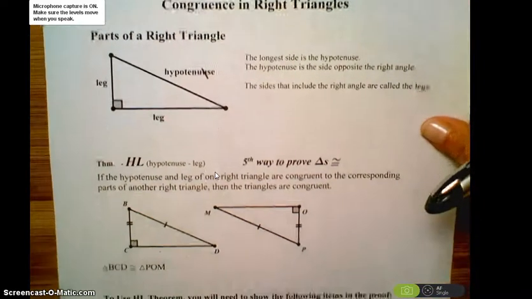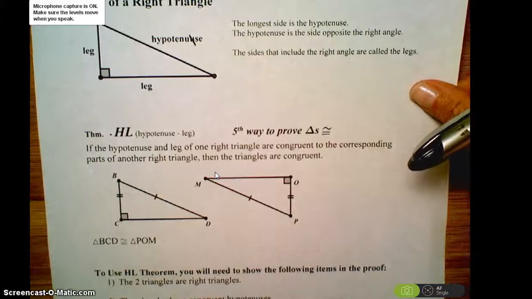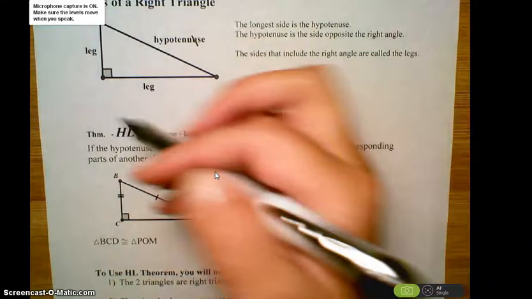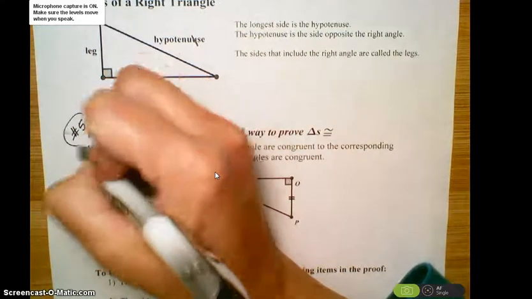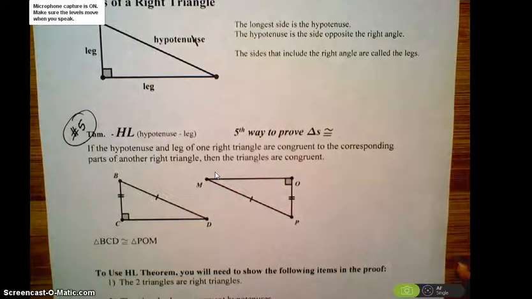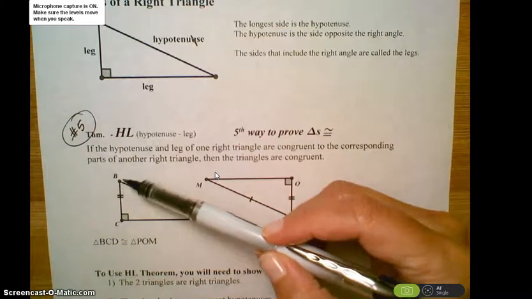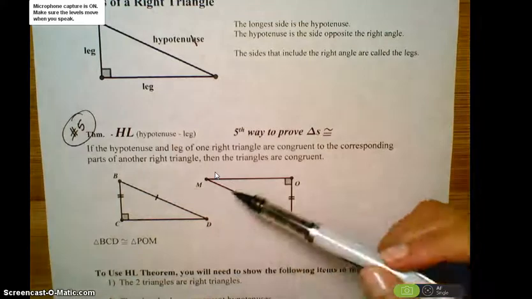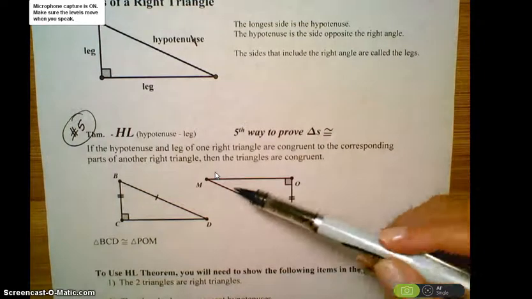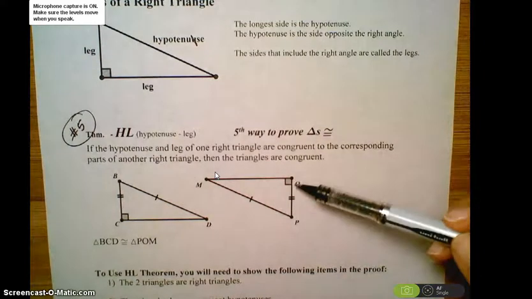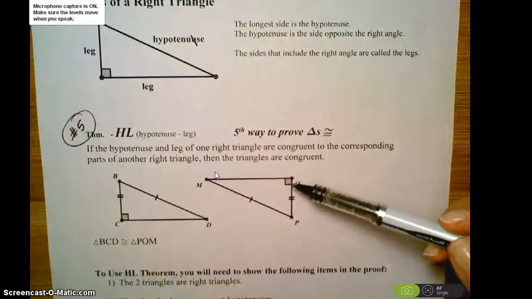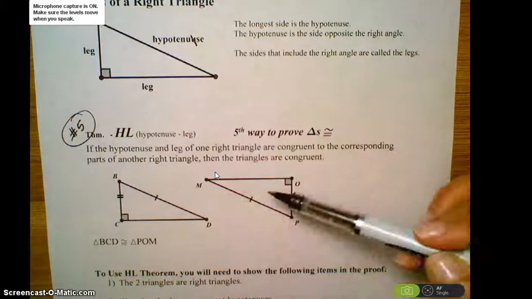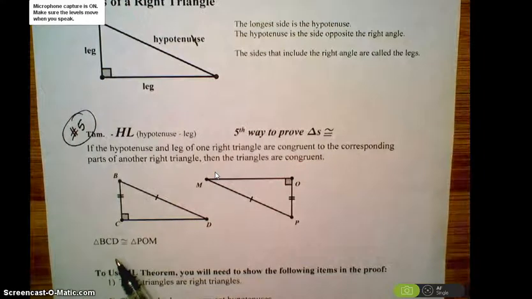Right underneath that on the first page, we have the hypotenuse leg theorem, which is our fifth way to prove triangles congruent. Now, this one's special. It can only be used with a right triangle. What it says is, if the hypotenuse and leg of one right triangle are congruent to the hypotenuse and corresponding leg of a second right triangle, then the two right triangles are congruent. For this right triangle, we have triangle BCD is congruent to triangle POM.